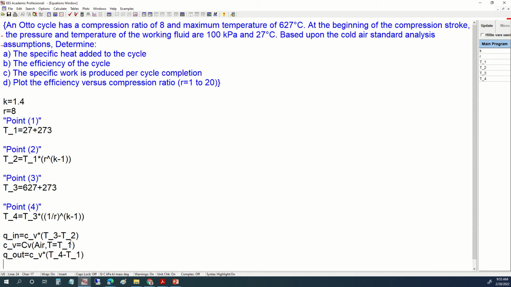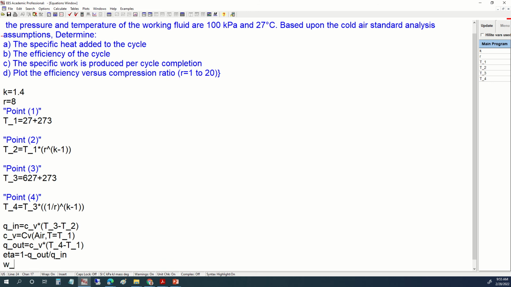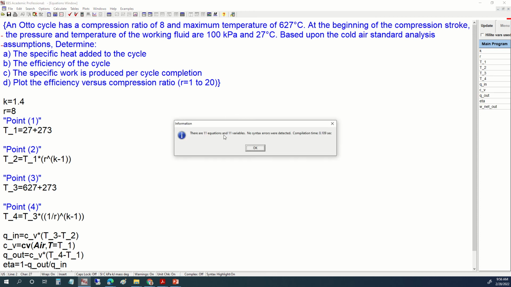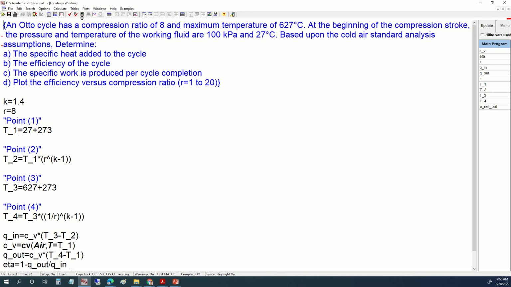I can calculate efficiency. Efficiency is eta, which is equal to 1 minus Q out over Qin. If I want to find work net out, I can get it from the efficiency definition, which is eta equal work net out over Qin. Now let's check our solution. We have 11 equations with 11 variables. That's really good. Now we can solve.